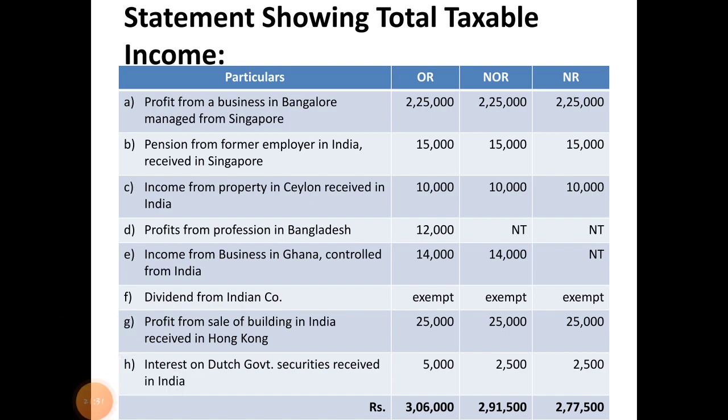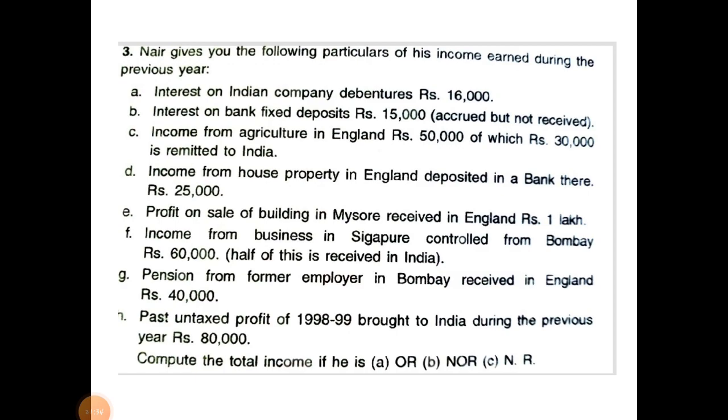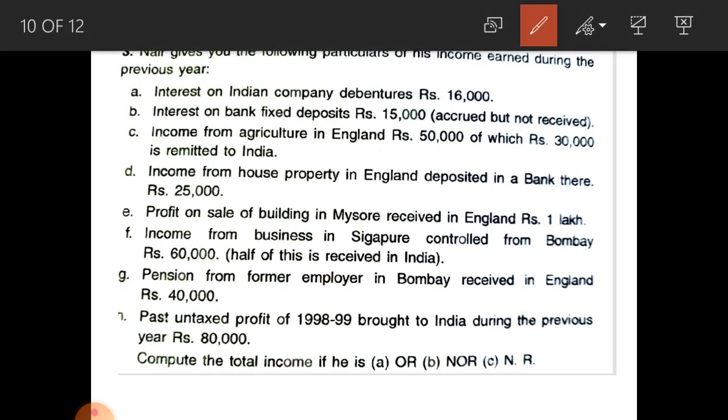Next, let us solve the last problem in this session. Nair gives you the following particulars of his income earned during the previous year. See the items, I am explaining the problem while reading. Interest on Indian company debentures, 16,000. Here it is not the dividend on Indian company securities, it is interest on debentures. So it is taxable under all three categories because it is an Indian company.